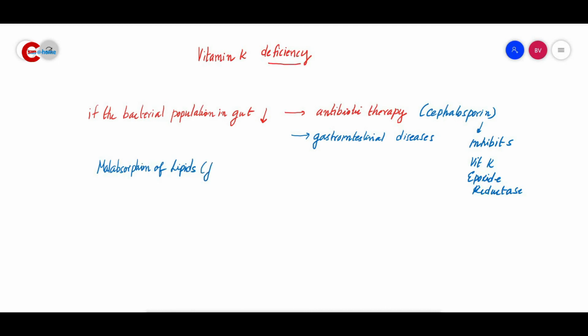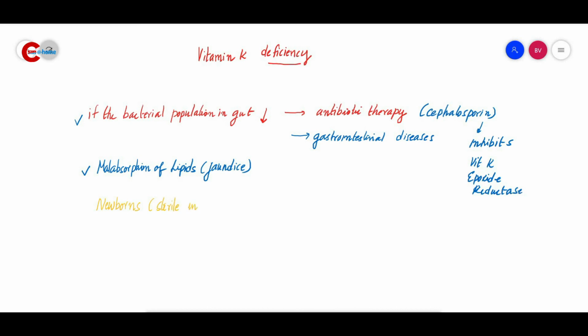Malabsorption of lipids. We have studied that for absorption, chylomicrons are needed. So if lipids are not absorbed, due to jaundice, this also leads to vitamin K deficiency. These are the conditions which lead to vitamin K deficiency: antibiotic therapy, gastrointestinal disease, and malabsorption of lipids.